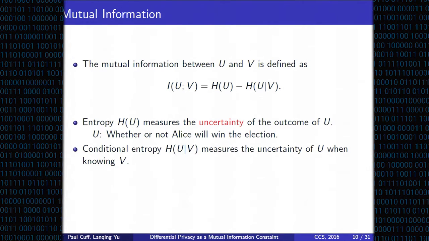The conditional entropy measures the uncertainty of u when you already know v. If you check the result of a poll, and the poll tells you that Alice is leading by a large margin, then you will be pretty certain that Alice will win the election. But if the poll tells you that Alice is far behind, then you are still certain that Alice will lose the election. So in both of these cases, the conditional entropy is small, and the difference will be positive. And that's the mutual information. In some sense, mutual information tells you the information about u contained in v.